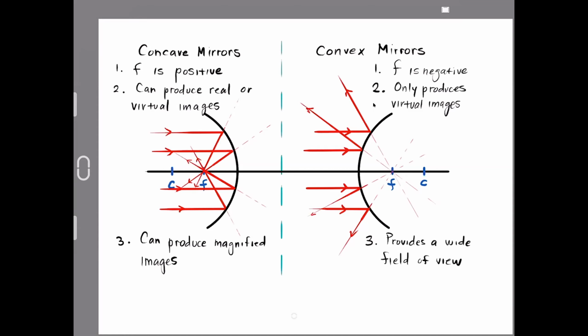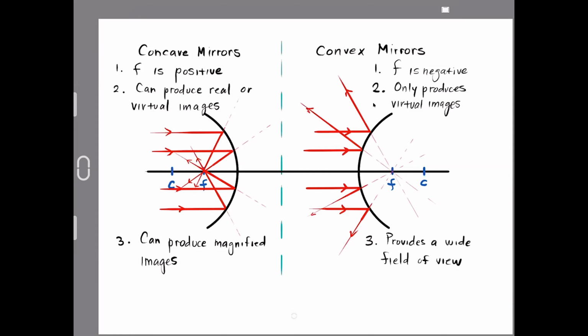For the convex mirror, since your focal point is always behind the surface of the mirror, it would always be negative. Now, it's always going to produce virtual images because those light rays never converge in front of the mirror. So since that never happens, it can never produce a real image.